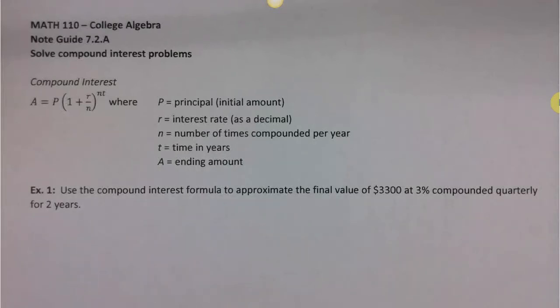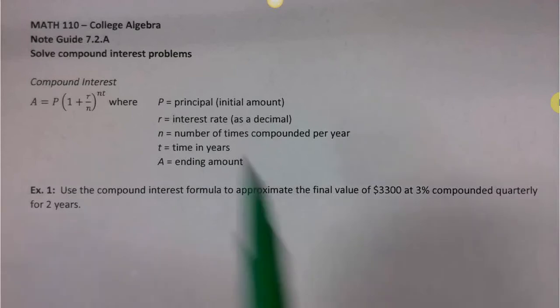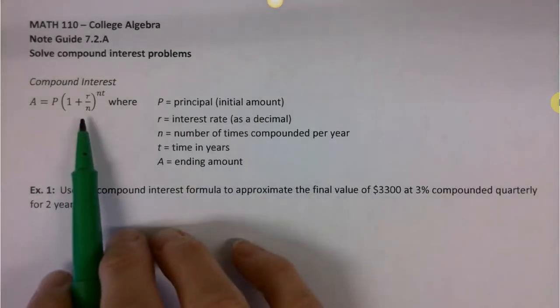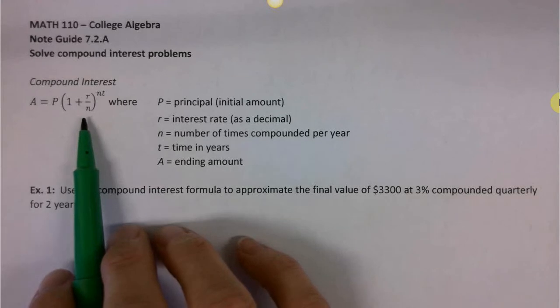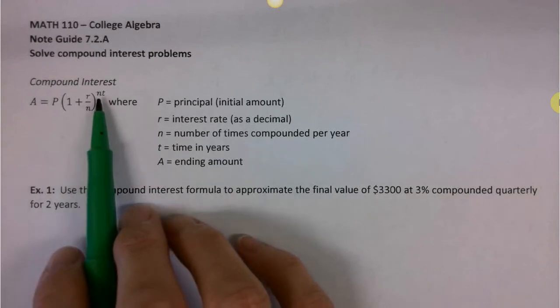One application of exponential functions is compound interest. And here's your formula for compound interest: A equals P times (1 plus R over N) to the NT. So this is considered an exponential function because of these variables in the exponent.